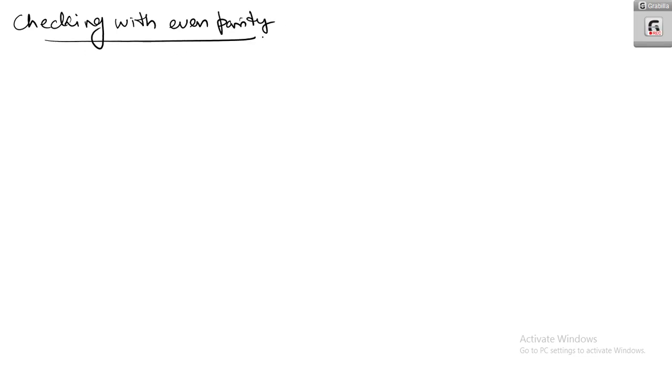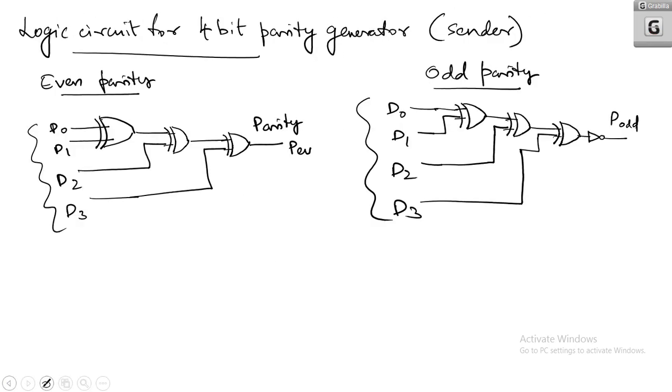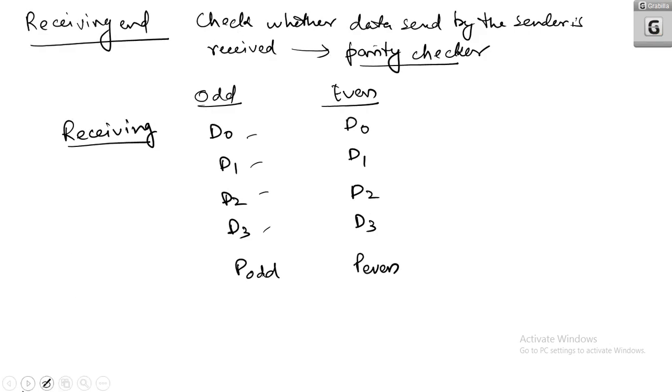Checking with even parity. That's it. Now I have the 4-bit data as D0, D1, D2, D3. First of all, add the even parity, that is P even. Now the parity bit is coming in. Now how will you check? That is the next question.